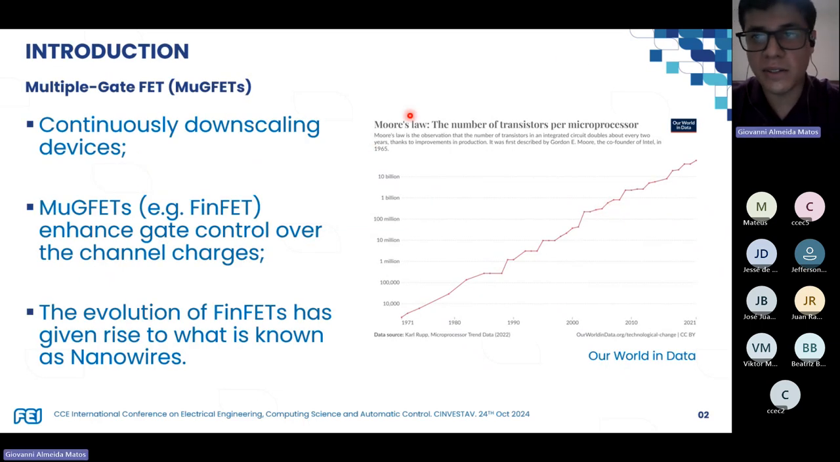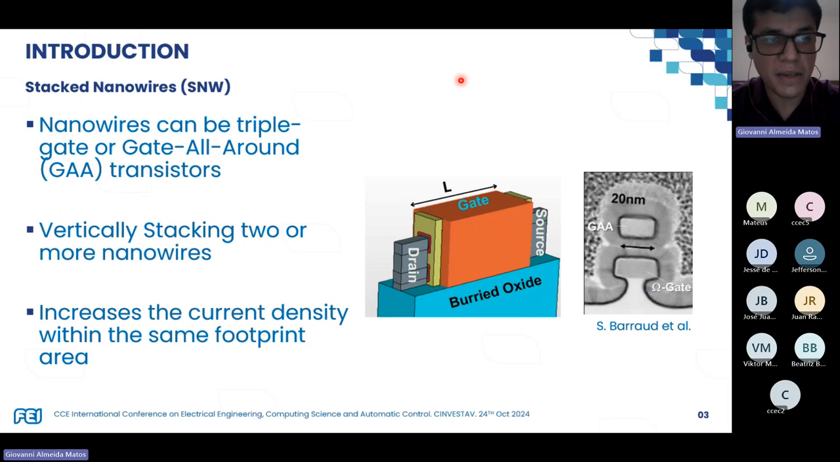Moore's law has constantly pushed the semiconductor industry to continually downscale the device. Multiple gate FETs, for example the FinFET, emerged as a key technology because they enhance the gate control of the channel charges, reducing the short channel effects. The evolution of the FinFETs has given rise to what is known as nanowires. Nanowires can be triple gate or gate-all-around transistors with nanometer dimensions. Vertically stacking two or more nanowires, we get stacked nanowires. Stacked nanowires increase the current density within the same footprint area.